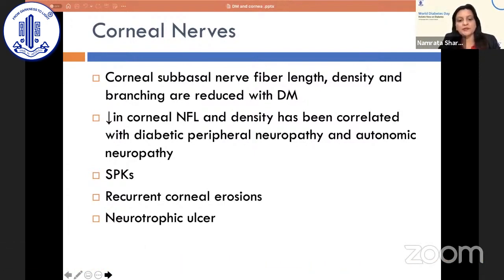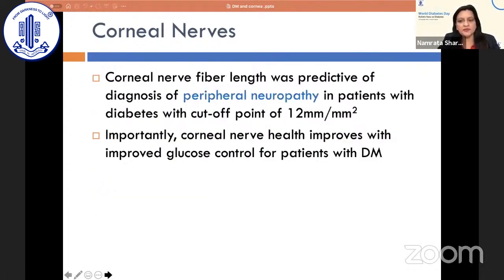Now, if you look at the nerves, I think that is the only thing which can be imaged, just like the retina people do the imaging of the fundus. The only imaging which we can do is of the corneal nerves, and the corneal subbasal nerve fiber length, density, and branching are reduced in diabetics. And again, the nerve fiber length and the nerve fiber density can be a marker for diabetes, because this is also going to be affected by diabetic peripheral neuropathy and the autonomic neuropathy. But where it will fit in the entire diabetes spectrum remains to be seen.